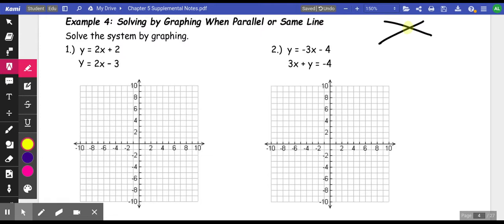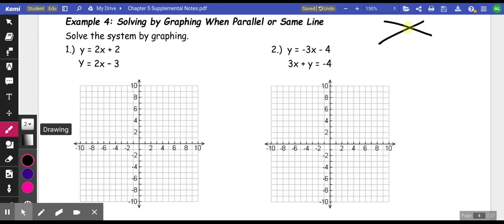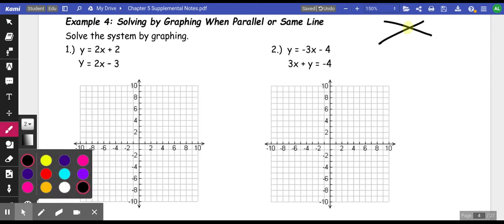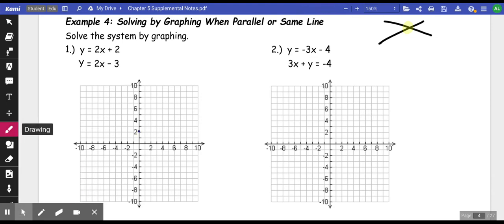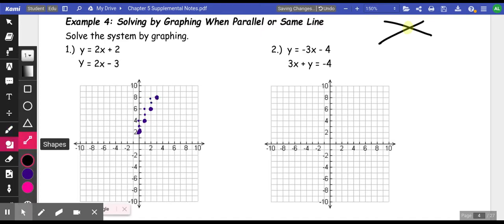We have y is equal to 2x plus 2. So 2 is our starting point. It's our y-intercept. And we have a slope of positive 2. So we're going up 2 over 1, up 2 over 1. All right, so I'm going to draw my little line here.